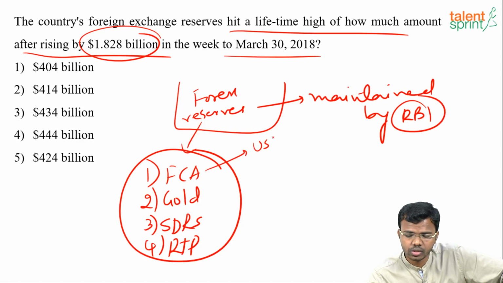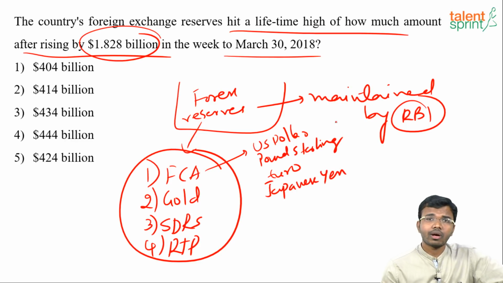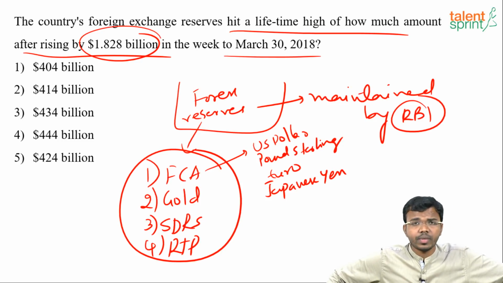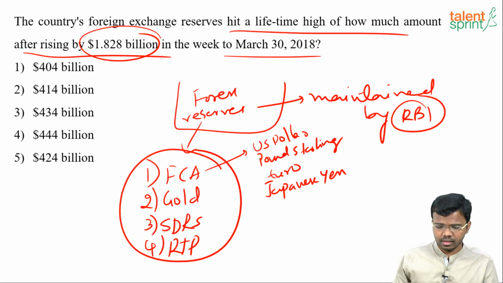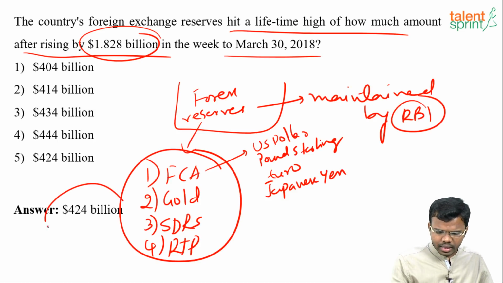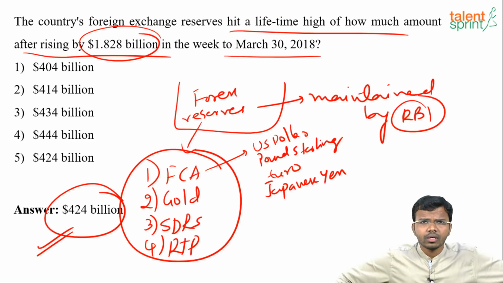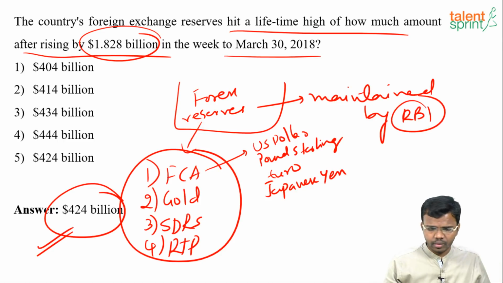What are those 4 currencies? US dollar, pound sterling, euro, and Japanese yen. Only in these 4 currencies RBI will maintain the foreign currency assets. Remaining in gold, remaining in special drawing rights. These are given by RBI. And what is RTP? RTP is the difference between IMF holding of Indian currency and how much India has. So 424 billion, don't worry about this number because it keeps on changing. Most of the exams will not ask such a question, because the foreign currency reserves keep on changing every day.